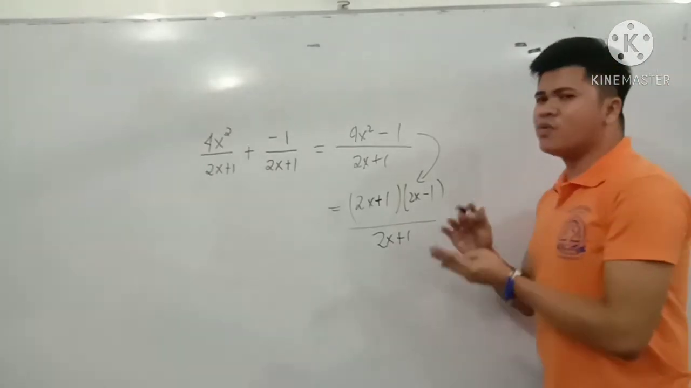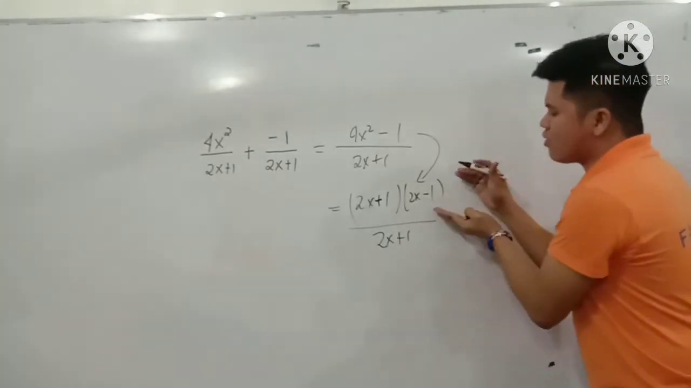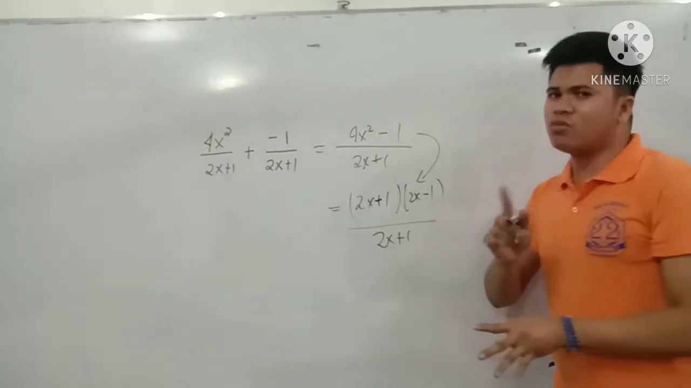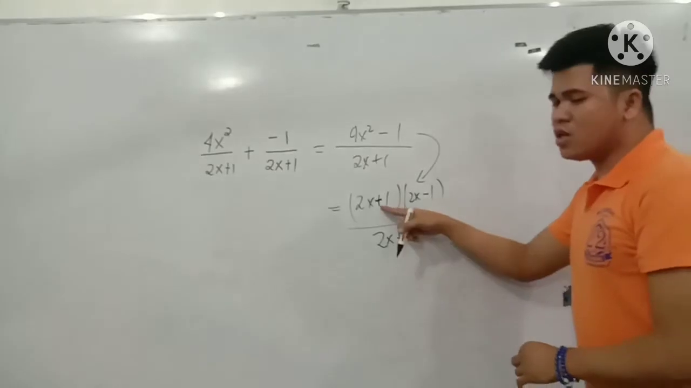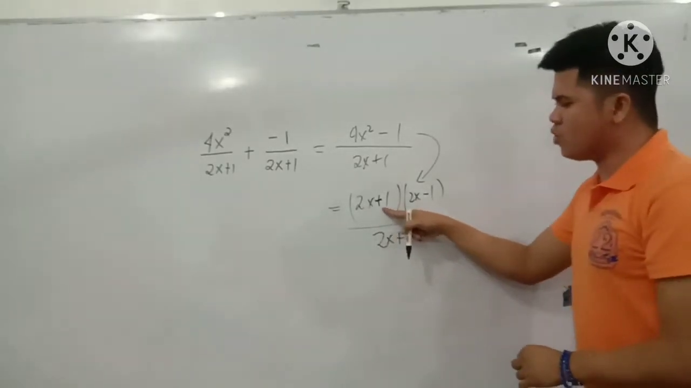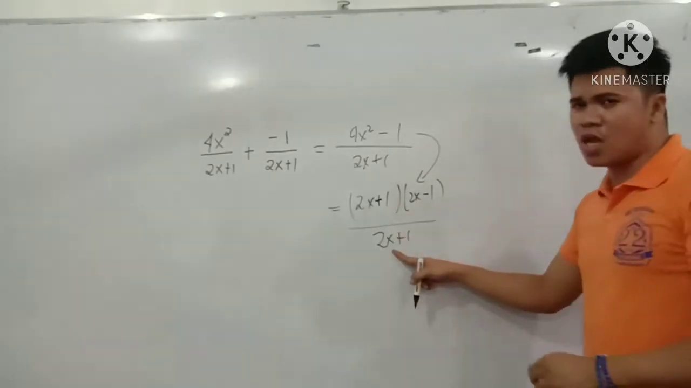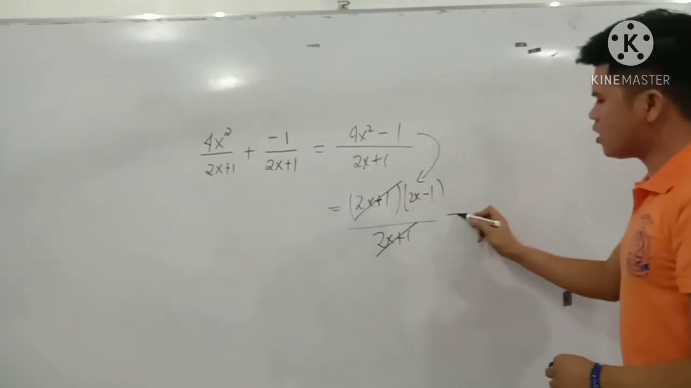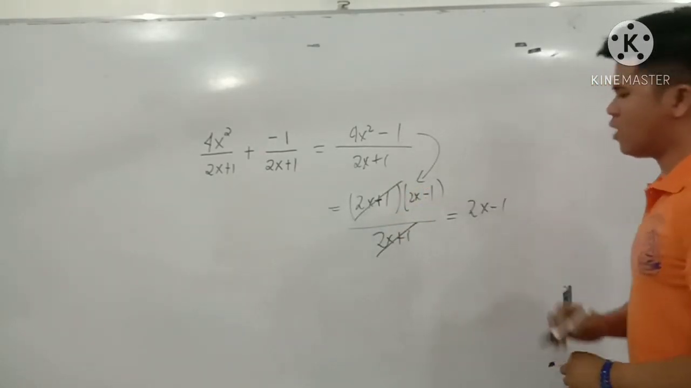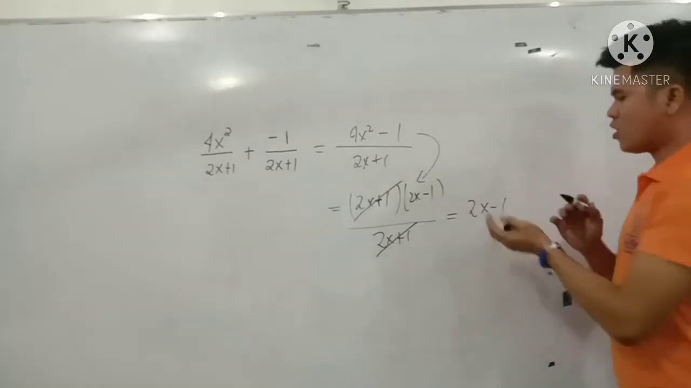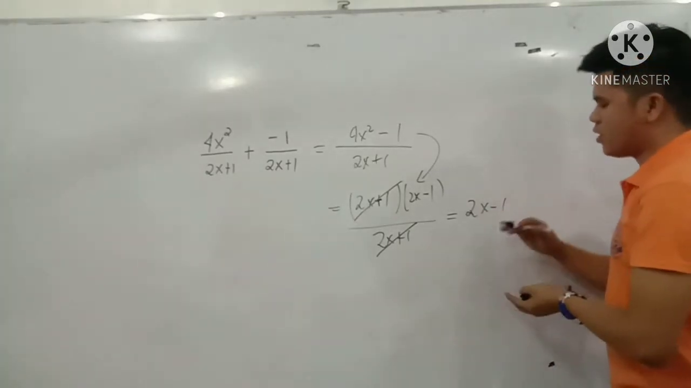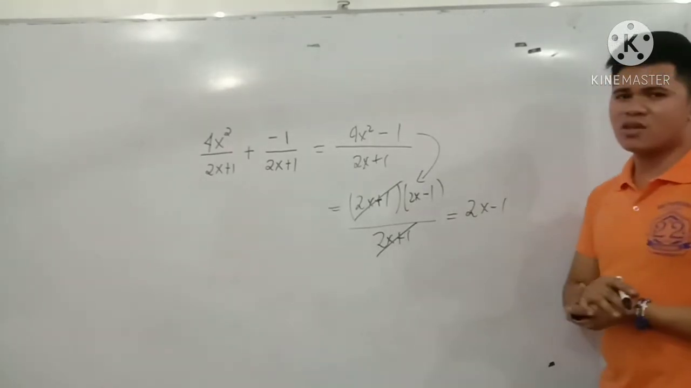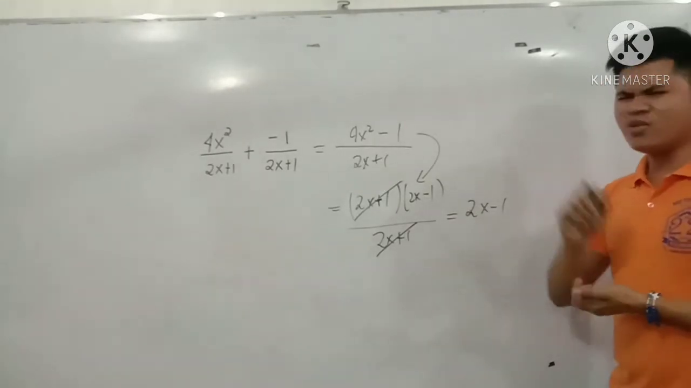And then, if there is a factor in the numerator which is equal to the denominator, we have to cancel it. So here, we have 2x plus 1, which is equal to our denominator, 2x plus 1. So we have to cancel this one. The remaining is simply 2x minus 1. Then, automatically, this is our final answer. I hope this is clear. Another example.